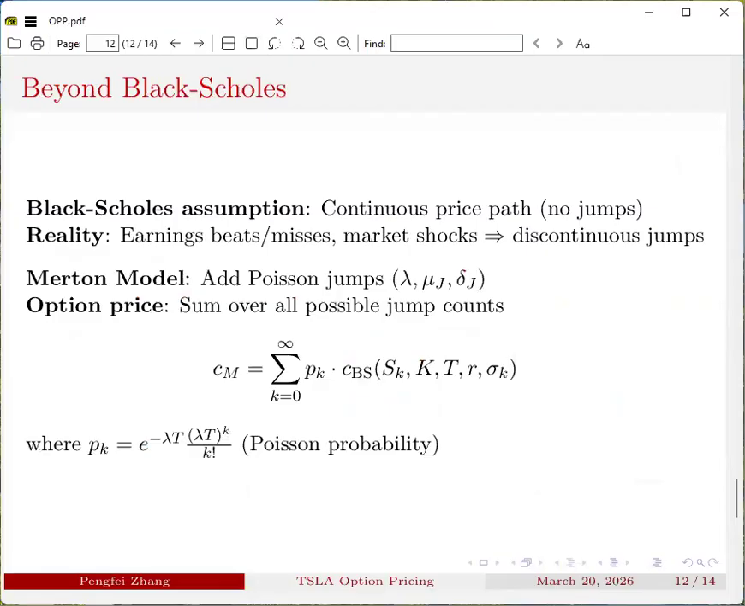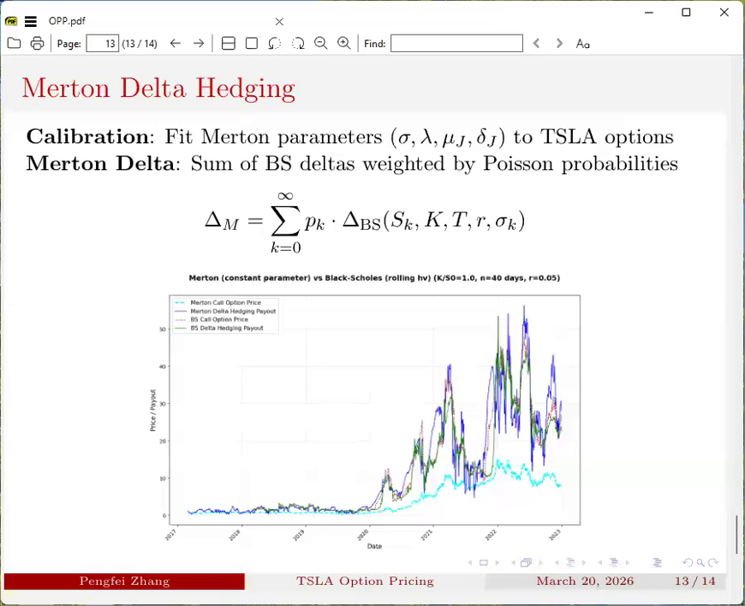Black-Scholes assumes continuous paths. In reality, stocks exhibit jumps, for example, around earnings. The Merton jump model incorporates this feature. We will first calibrate the Merton model using the market data. Then we will do the dynamic delta hedging using the Merton model.